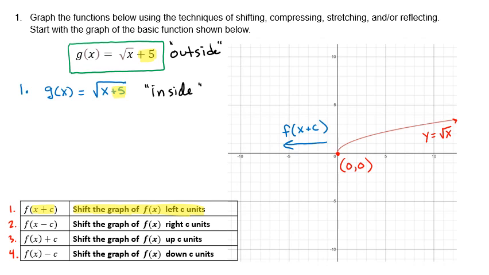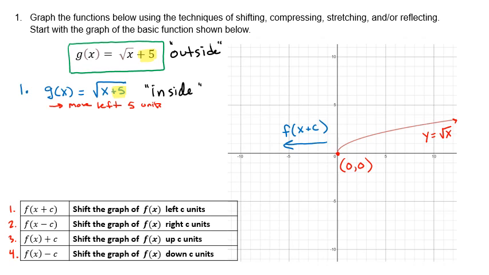Right, this would tell us to move left. You would move the graph left 5 units. So instead of the point 0, 0, it would actually be over here at negative 5, 0, and then the graph would go this way. But that's not what we have.